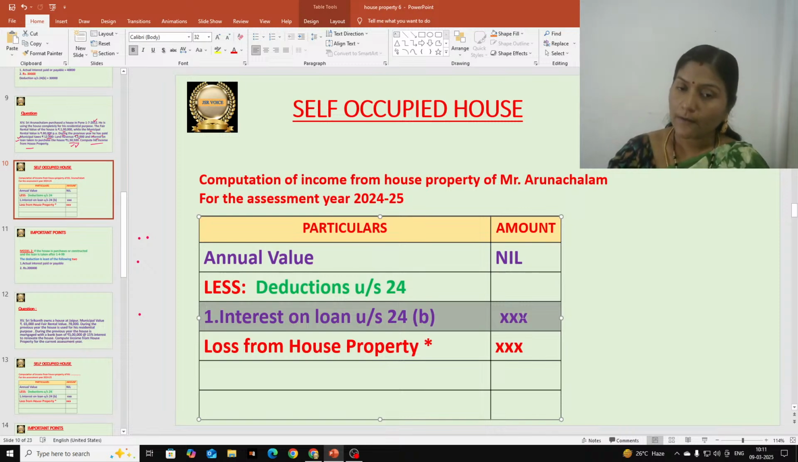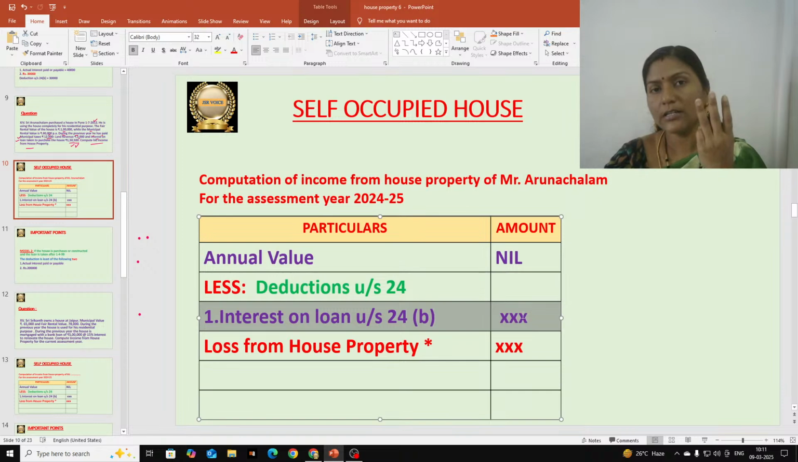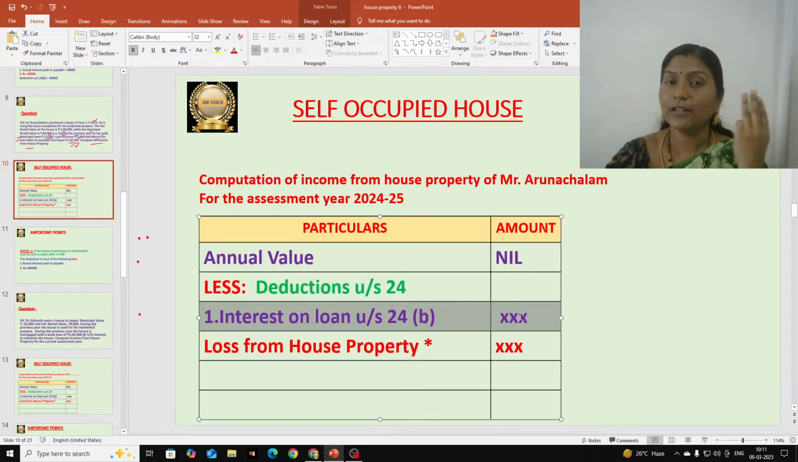But how much? We have to apply models. We have 3 models and we should select any one model. And for selection of the model we should see whether the loan is taken for purchasing or for reconstructing, renovation. So here the loan is taken for purchasing the house. Okay, and date is important. When he took the loan, after 1-4-99 or before 1-4-99. He purchased the house in the year 2012. So loan is taken after 1-4-99. So model 2 we are going to apply. Okay, let us calculate that.